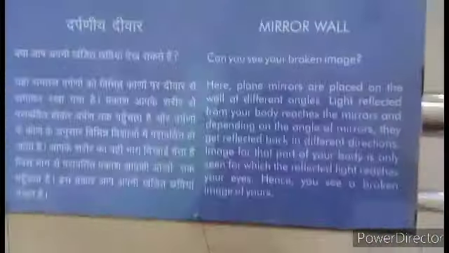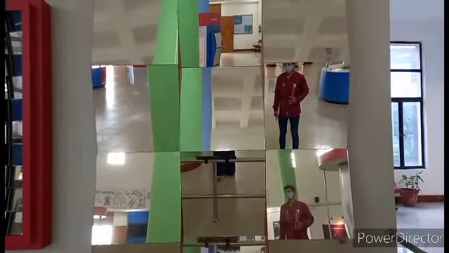The other one is called the mirror wall. I'm just gonna take a picture. So it says, can you see a broken image? Yes. Here plane mirrors are placed on the wall at different angles. As you can see here, I'll show you from here. Look at it, it's not in a straight line. That's why it's showing a broken image of me. I'm headless now.